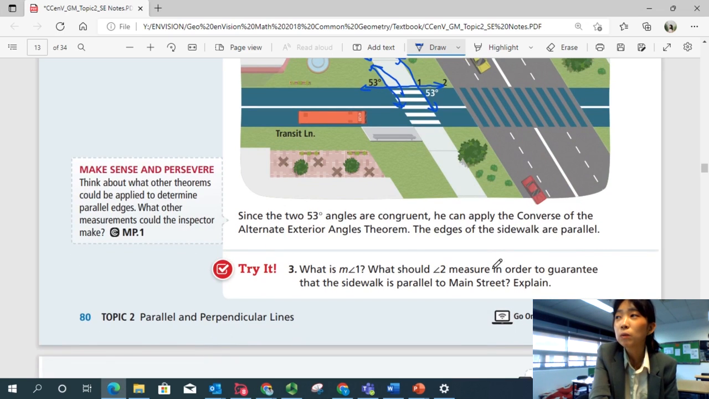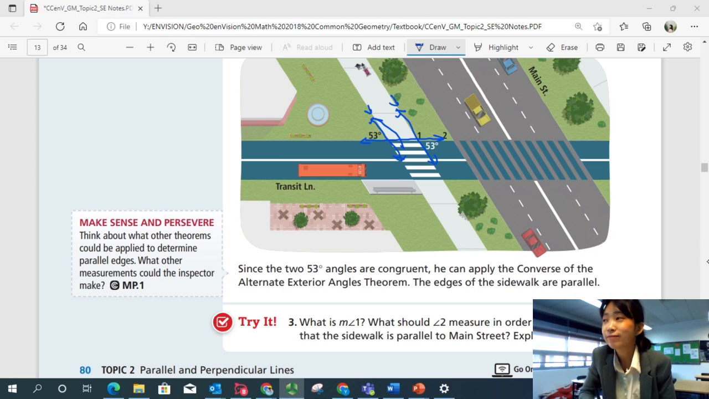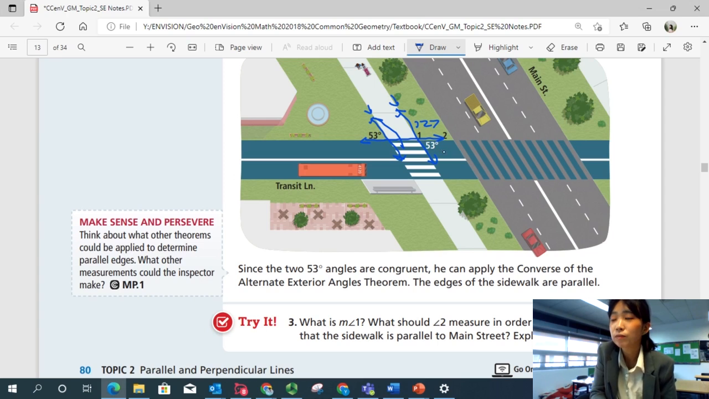So try number 3. What is measure of angle 1? And what should angle 2 measure in order to guarantee that the sidewalk is parallel to the main street over here? And explain. See if you can do it by yourself. Come back when you're ready for answers. So what could measure of angle 1 be? It is a linear pair of 53. So 180 minus 53 would be measure of angle 1, which is 127.